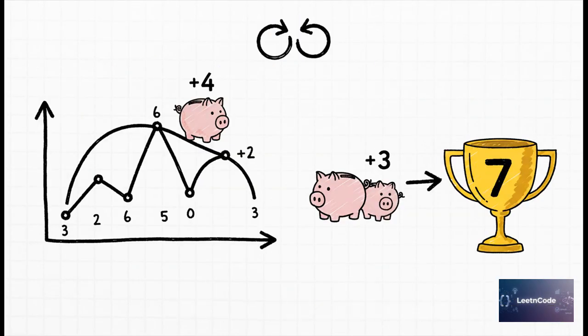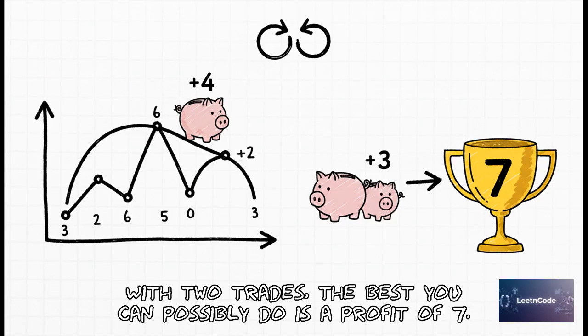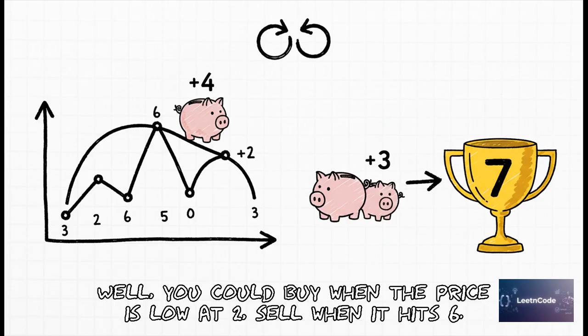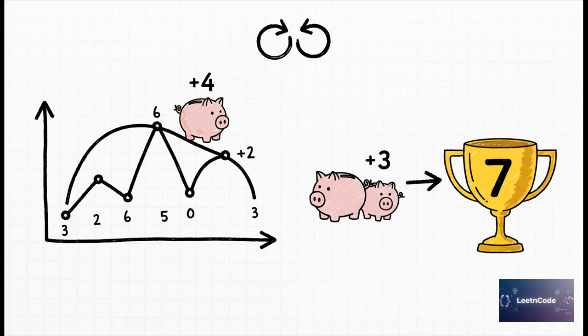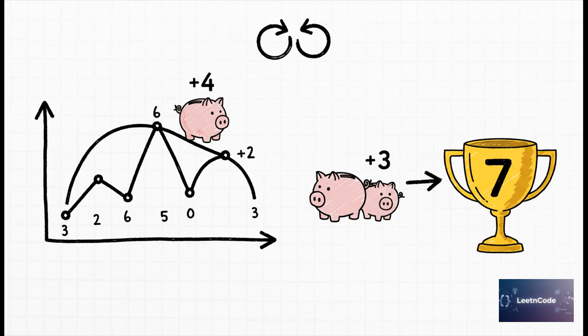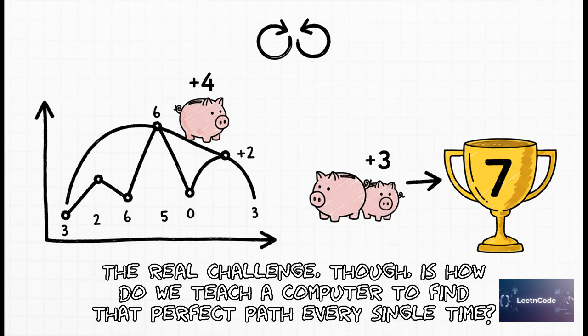So let's make this real. Take a look at these prices. With 2 trades, the best you can possibly do is a profit of 7. But how? Well, you could buy when the price is low at 2, sell when it hits 6, boom, that's a $4 profit. Then, you see it bottom out at 0, so you buy again and sell at 3 for another $3. Add it up, you get 7. The real challenge, though, is how do we teach a computer to find that perfect path every single time?